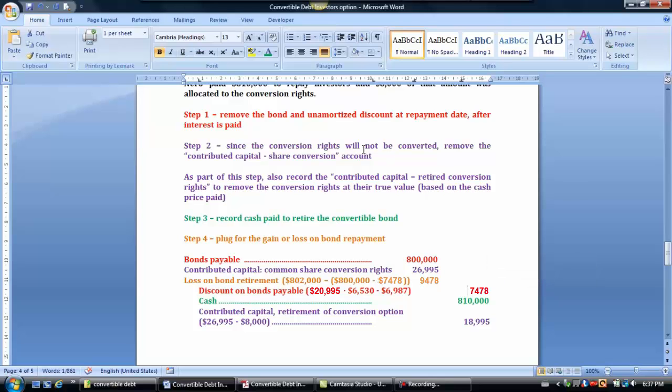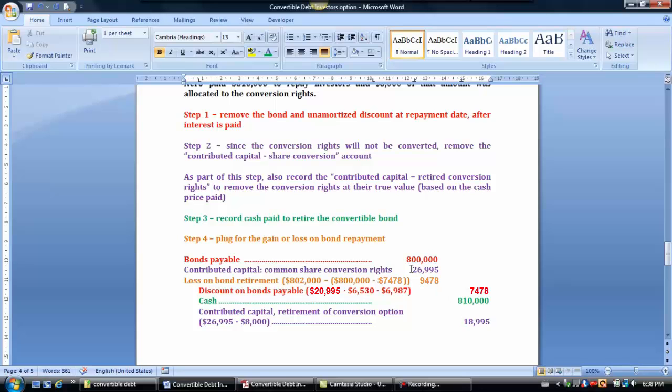Now, step 2, I would say, since the conversion rights are not going to be converted because we're taking the bonds off the market, I'm going to remove that whole account. So I'm going to debit the color coding here. So step two is purple, in the entry it's purple, so I'm getting rid of those conversion rights at $26,995, which was the value at which I set them up. Now again, part of this step is also to record the contributed capital on what we call retired conversion rights, to remove the rights at their true value based on the cash price paid. So in other words, we want to make sure that we know that when we gave our $810,000 out, part of that $810,000 represented $8,000 in rights. Well, right now we've got those rights on our books at $26,995. So when we remove them, we want to reflect the fact that they're really only worth $8,000, not $26,995.